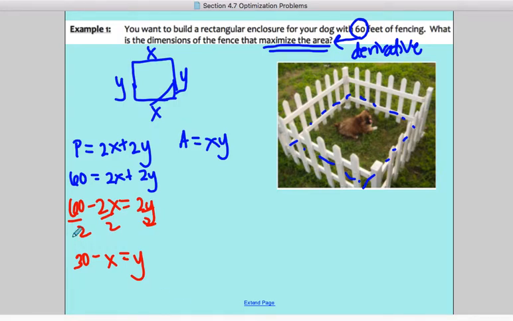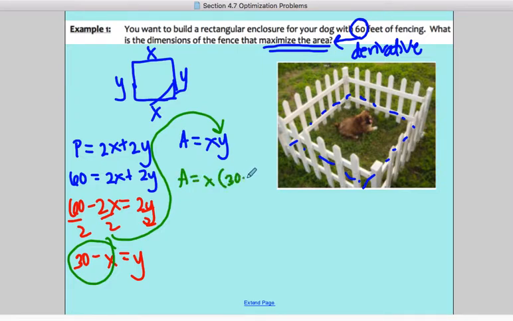Okay. Now we go ahead and we take this piece and we plug it into our area equation, because we're trying to make it all x's or all y's. So by doing this, we will have our area is equal to x times 30 minus x. So my area is now all in terms of x's. Okay. So now I'm going to distribute because it'll be easier to take the derivative of. So I'll have 30x minus x squared. And this is my area equation. I want to maximize area, so I want to take the derivative of my area equation. So now I'm going to go ahead and take the derivative. So my derivative is 30 minus 2x.